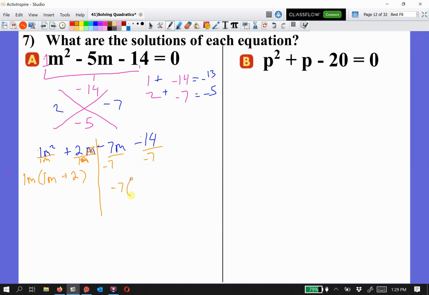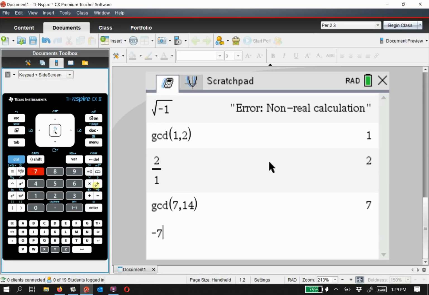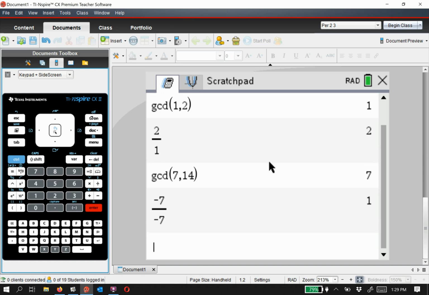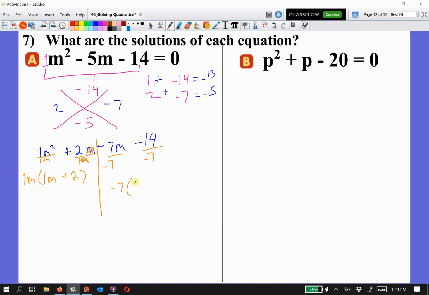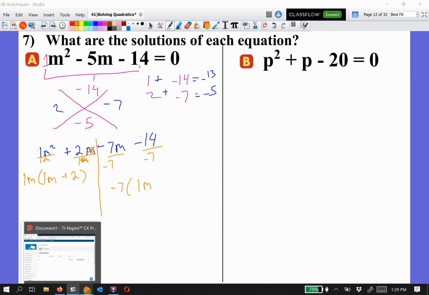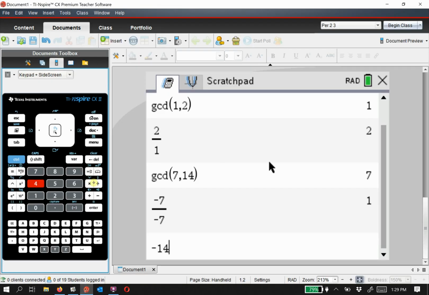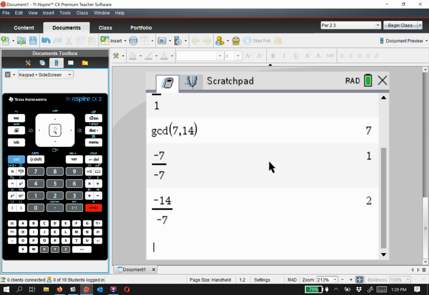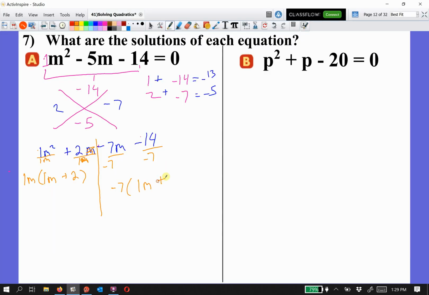So first we do negative 7, parentheses. If you are not sure about this, please use your calculator. Negative 7 divided by negative 7. Enter. Positive 1. Okay. Got my m. Negative 14 divided by negative 7. Enter. Positive 2. Great. So, remember, these two have to be the same. They are. Good job. So we've got 1m plus 2.